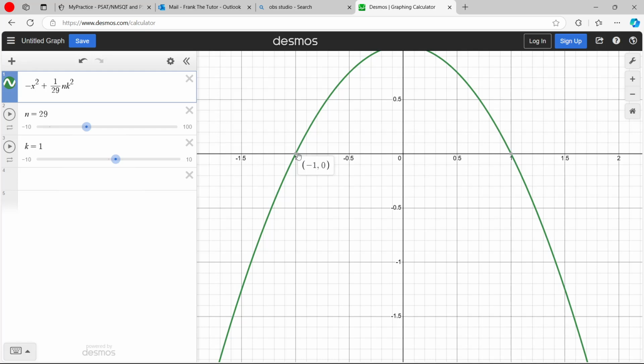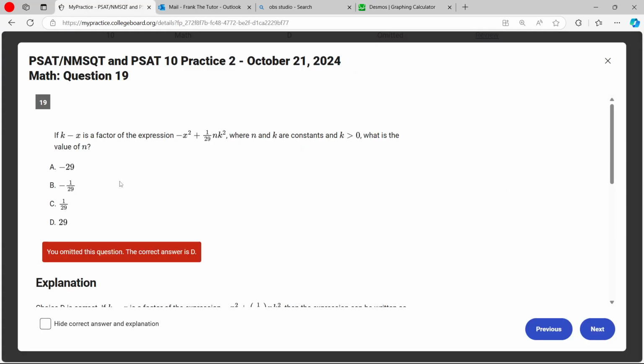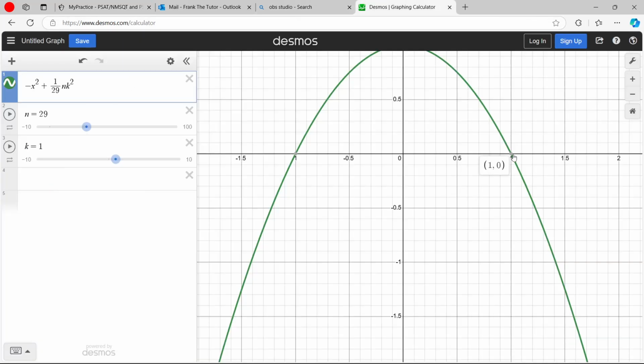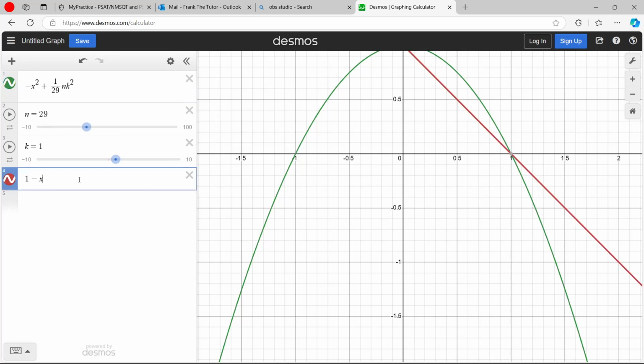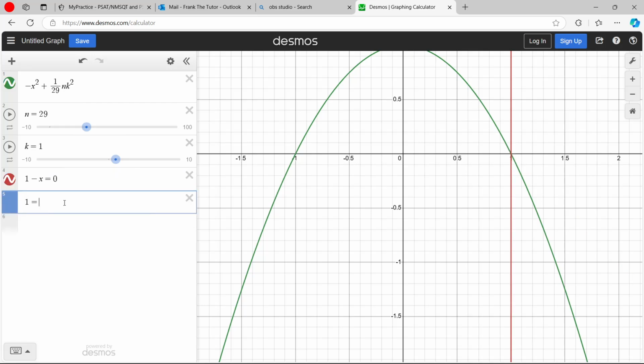The factor that's, well, let me double check it. 1 minus x, yeah, 1 minus x, oh yeah, it's x equal 1. I was right the first time. So the factor that is k minus x, or 1 minus x, if I set that equal to 0, and then add x to both sides, x equal 1, and I only get that when n is equal to 29.